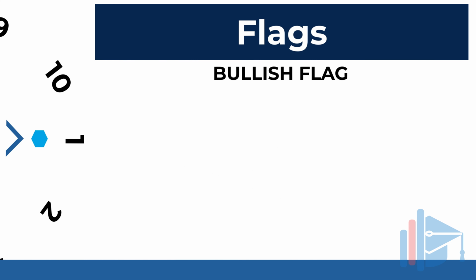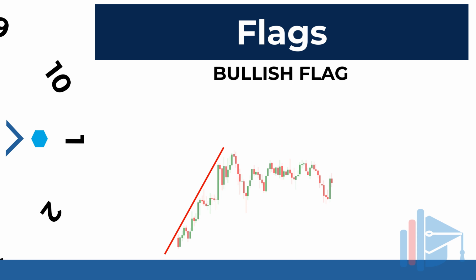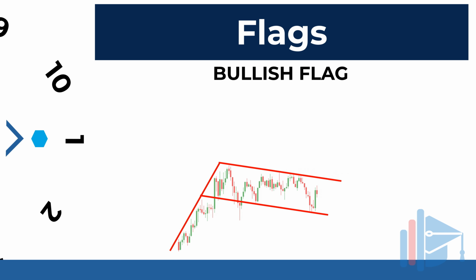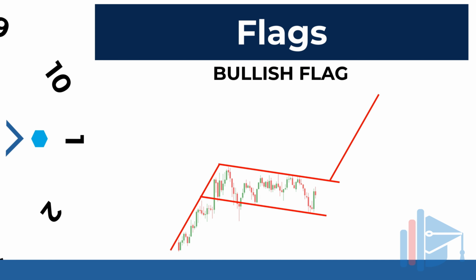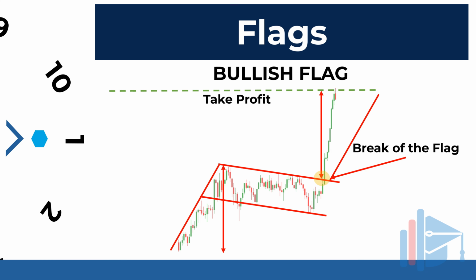A bullish flag is identified by a strong upward movement forming the pole, followed by a consolidation. The breakout typically continues upward. To establish a price target, measure the height of the pole and project this distance upward from the breakout point.